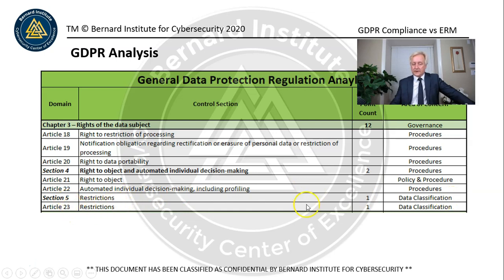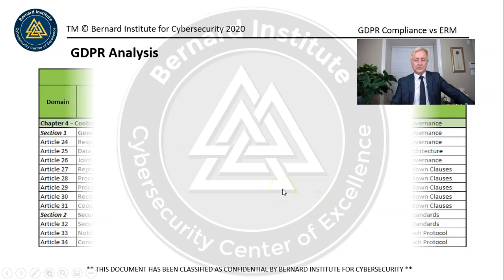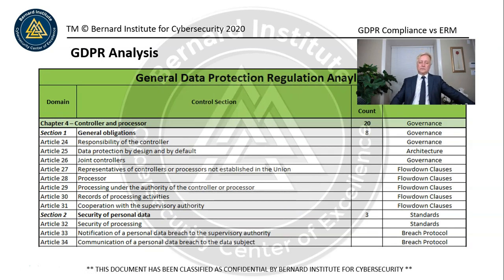So section 523. Chapter 4, controller and processor. Again, there needs to be some governance around this, around the obligations, around responsibility of the controller. The data protection by design and by default is involving architecture. So we don't hear a lot of talk about architecture, but I did provide you with an example of cybersecurity architecture that could be used to protect information. This is something we've been doing in the cybersecurity world for many decades already.